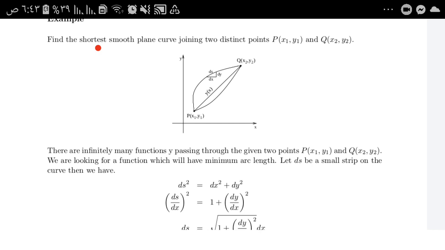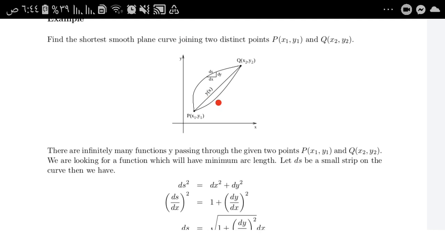Find the shortest smooth plane curve joining two distinct points P and Q. Okay, look at the figure. In this figure, we have two points P and Q. Find the shortest smooth plane curve joining the two points.